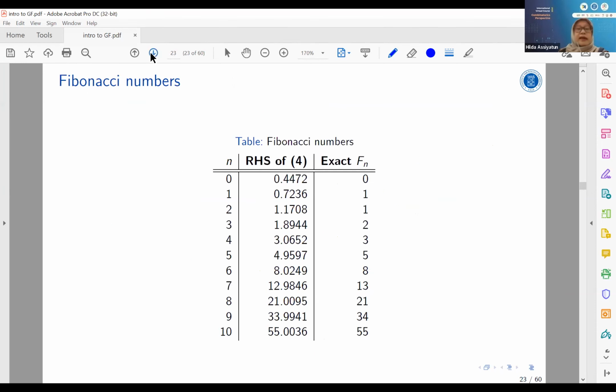I have written down a few terms here. If we look at the right hand side of the approximation, and round it to the nearest integer, then we will obtain the exact value of fn.